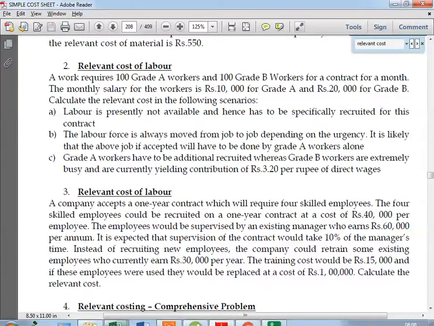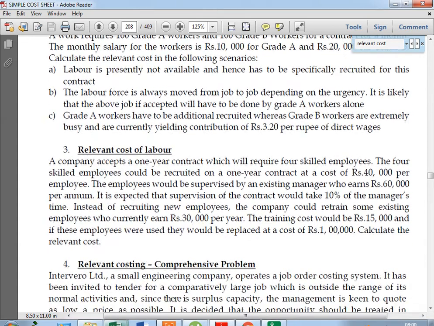So finally, total relevant cost is equal to 100 into 10,000 plus 100 into 84,000. After doing that, go through question number 3.